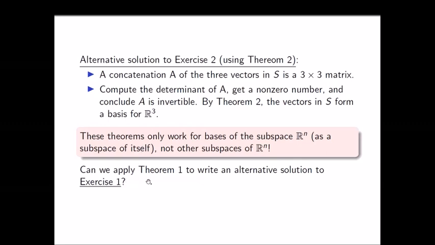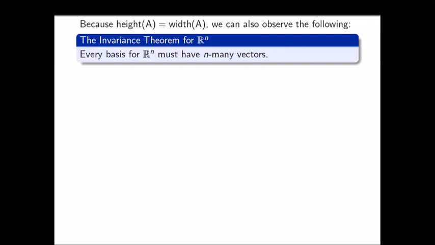So before I move forward, I want you to think about whether it's possible to apply theorem 1 to write an alternative solution to exercise 1. Now, because the condition for the basis requires that the rank of the concatenation is the same as the height and the width of the concatenation, that just tells us that every basis for Rn is going to have vectors of length n, but they also must be n many vectors. So any basis must have exactly n vectors if you're dealing with the subspace Rn.